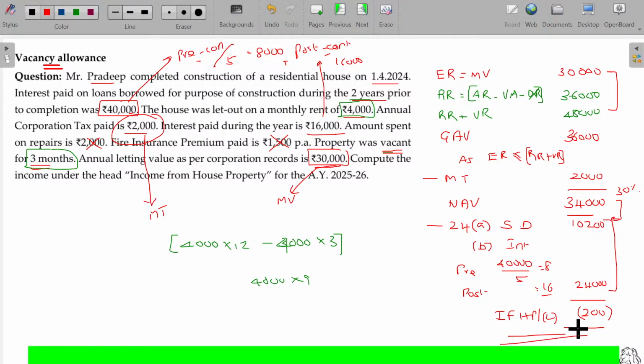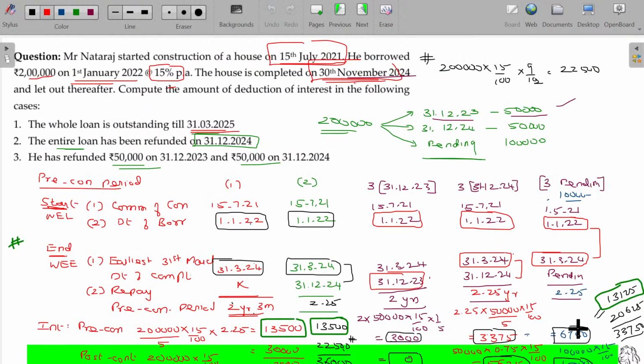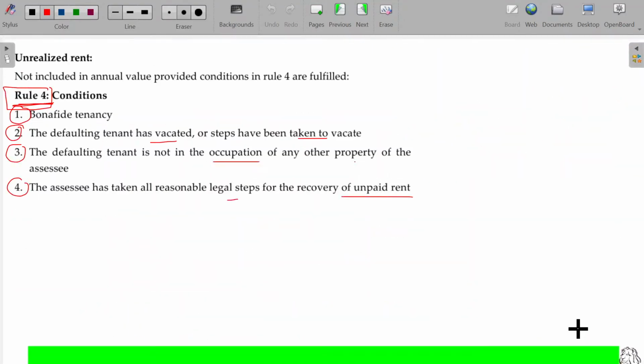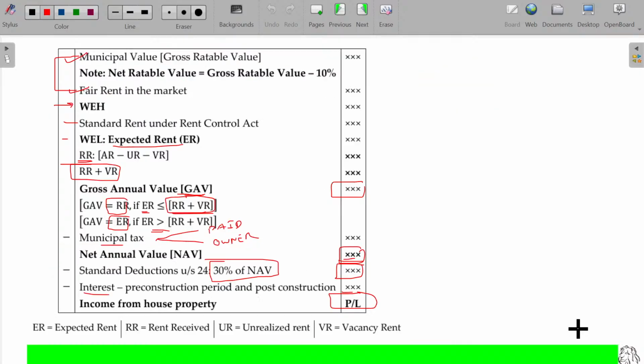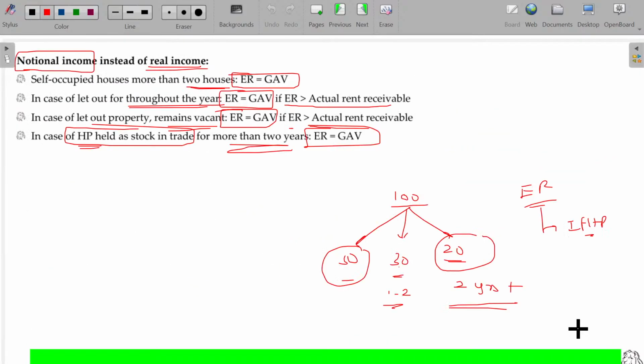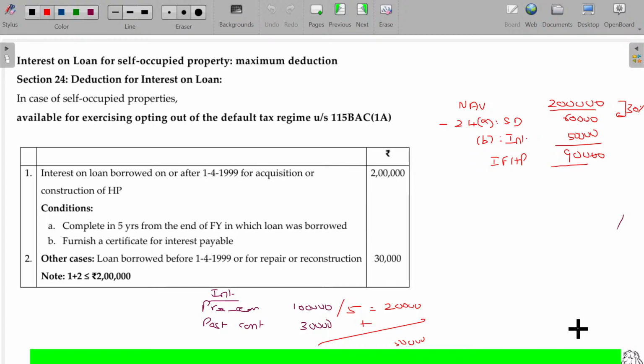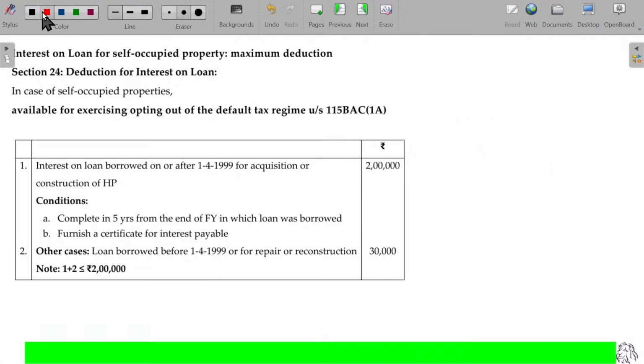Now, let's move on to the next one. We have completed section 23 clause 1 NAV calculation, annual value calculation for the let out property. Now, in case the house property is for self occupancy purpose, that too residential. Self occupancy purpose for commercial will not be considered here. Let out for commercial or residential purpose, we have already completed. For both, the calculation is the same.